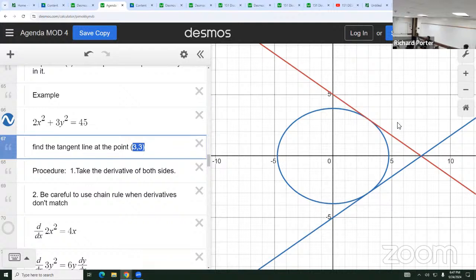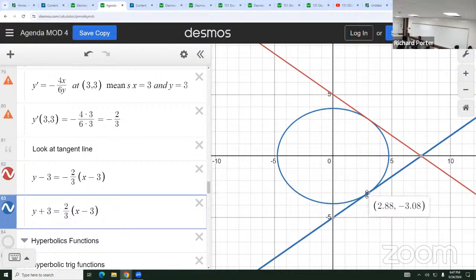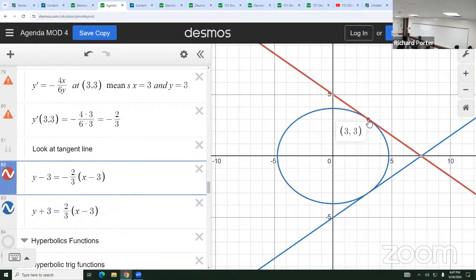So looking at this graph, what do you think the tangent line is going to be? Is it the red line or the blue line that's at the point (3, 3)? Red or blue? No, that's (3, -3). Red, (3, 3). So is it going to be positive or negative? Is that slope going to be positive or negative? Slope of the tangent line, maybe it's going to be negative.